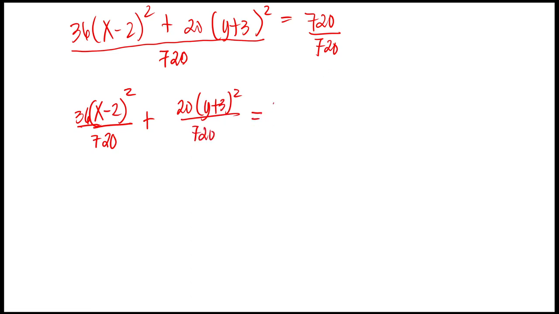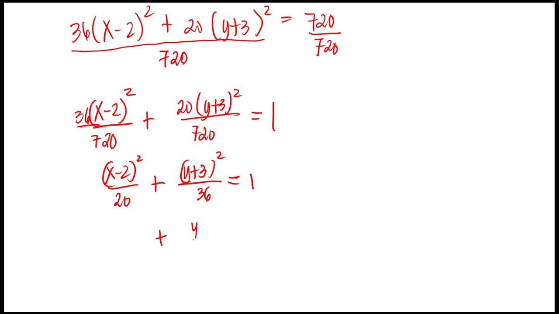720 divided by 720 is 1. 36 all over 720 is 1 all over 20. So, may 20 pang matitira sa baba. Tapos, dito naman sa y, 20 all over 720 is 36. So, y plus 3 squared all over 36. Again, to make it in standard equation, we have to express it as a square. Wala pong problema kay y plus 3 squared divided by 36 is 6 squared. So, no problem because it's a perfect square.